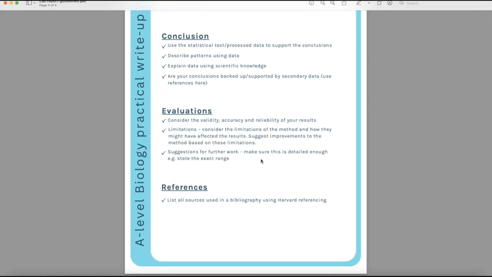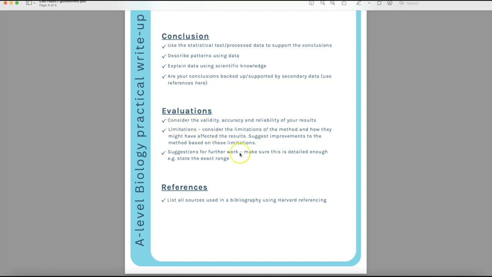Then is the evaluation. And again, you might not always have to include this, but this is where you're evaluating your method usually. So you need to consider the validity, accuracy, reliability of your results. So consider, did you have any anomalies? How close together were all of your repeats? That sort of thing. And you'll probably find, particularly if you're sharing class results, you may not have really similar results between the entire class, even though you followed the same method.